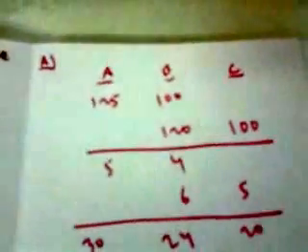Next question. A's income is 25% more than B, and B's income is 20% more than C. Find how much A's income is more than C's income. We'll do it using a simple table.